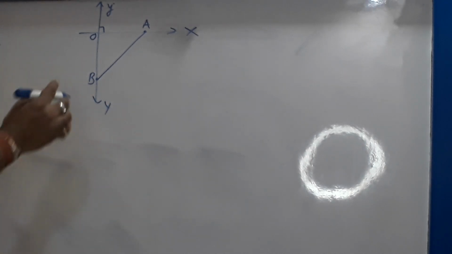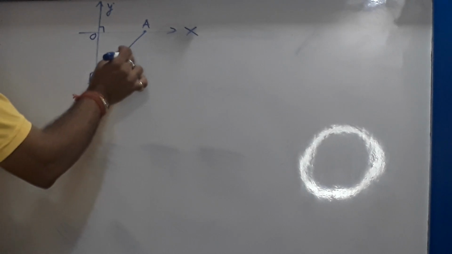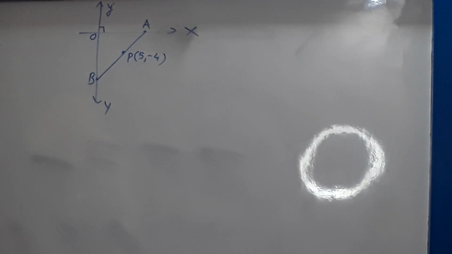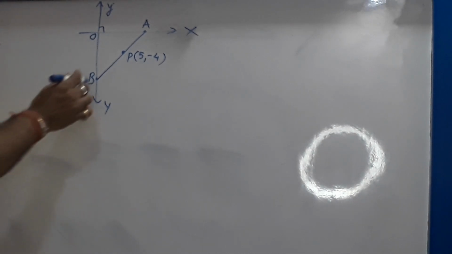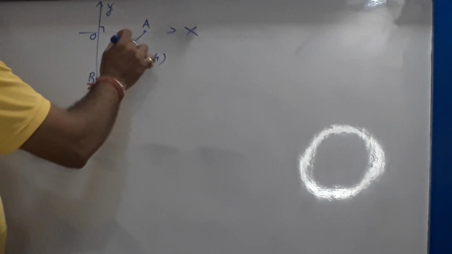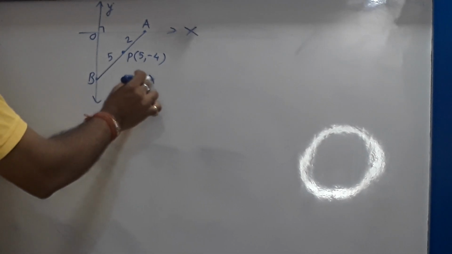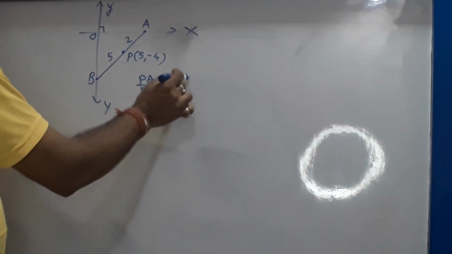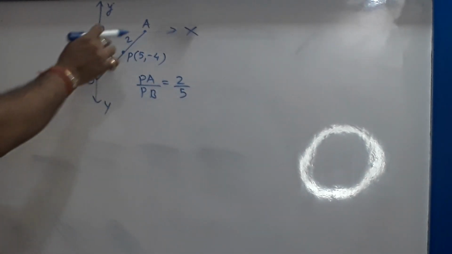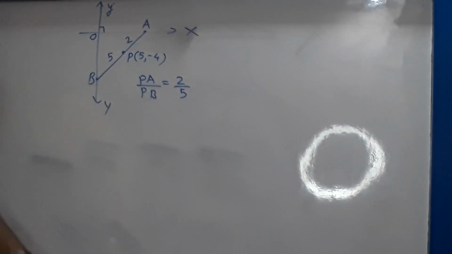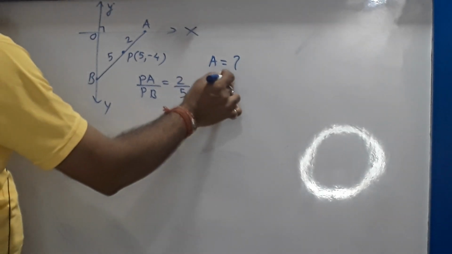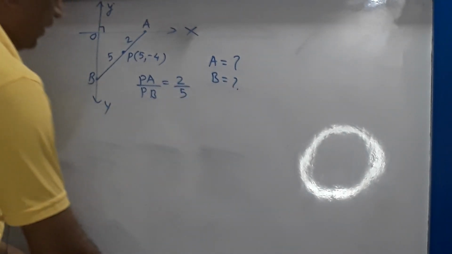Now, the point P coordinate is given, (5, minus 4). Correct? And P divides AB in the ratio 2 ratio 5. PA upon PB is given, that is 2 ratio 5, 2 upon 5. That means PA is 2 and PB is 5. So P divides AB in this ratio. Find the coordinates of A and the coordinates of B. Correct?